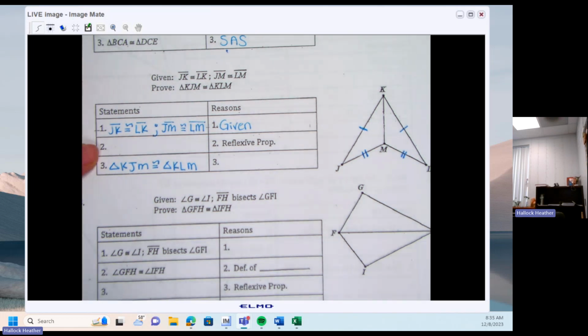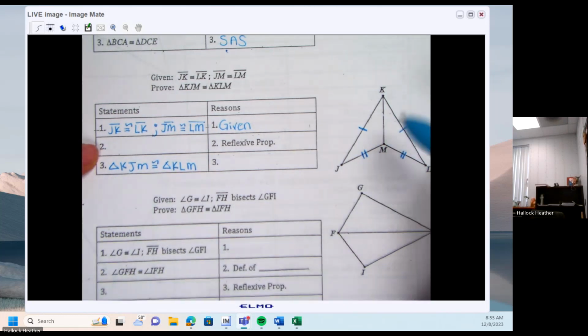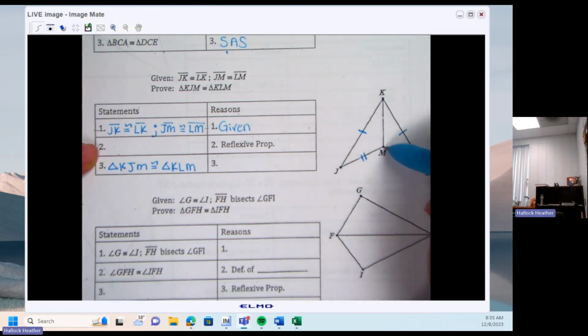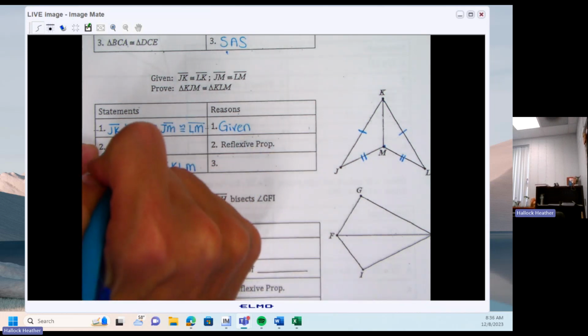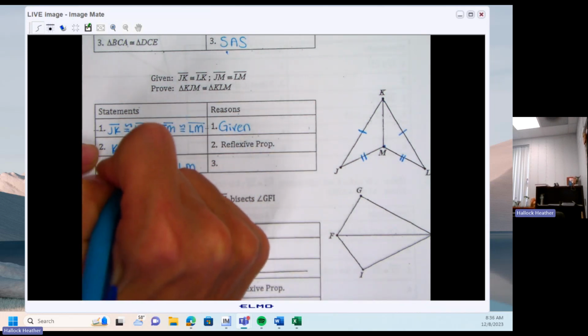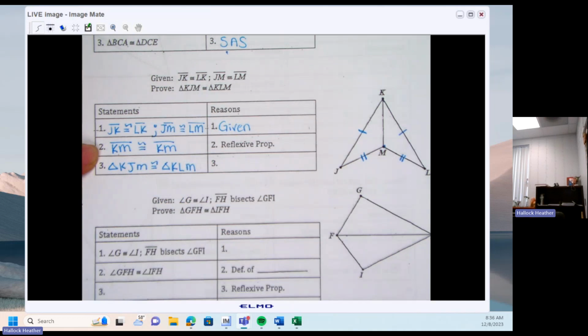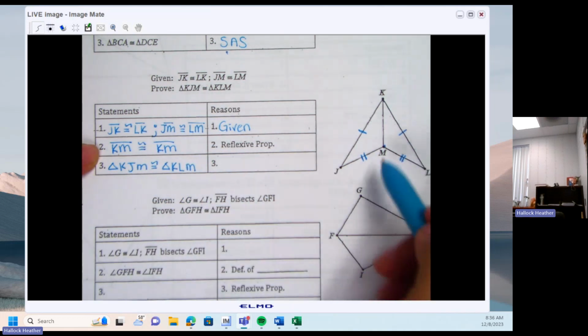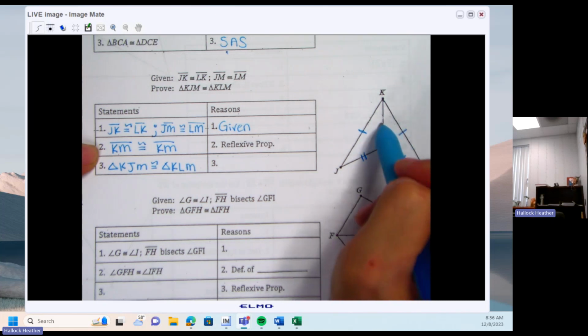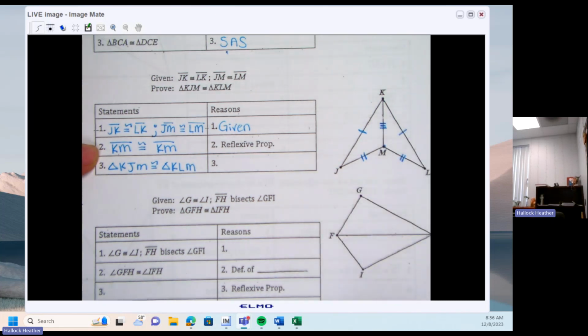So what segment is congruent to the same thing? What side are they sharing? Which one? Nope, not J and L. M to K. So M to K, they're both sharing this side. So I can use the reflexive property to say MK or KM, it doesn't matter. So I'll say K to M is congruent to K to M. The reflexive property tells me that they share a side. So I'm going to add in 3 ticks because they share that side.